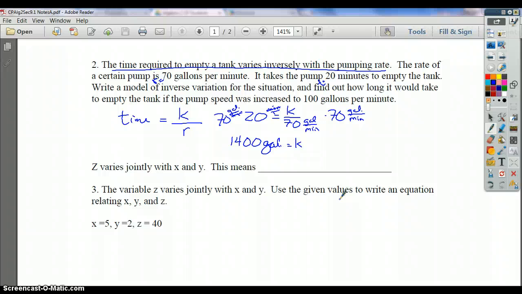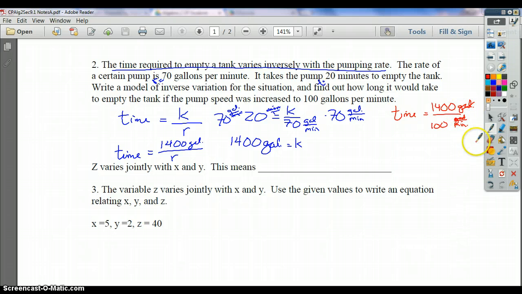Now, that means my equation will be time will equal 1,400 gallons divided by the rate, which is minutes per gallon. So we increase that to 100 gallons per minute. So that's going to look like time equals 1,400 gallons, stays the same, divided by 100 gallons per minute. So gallons will cancel out, okay? And basically 2 zeros cancel out. So we're looking at time of 14 minutes.